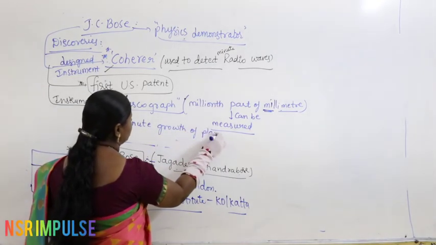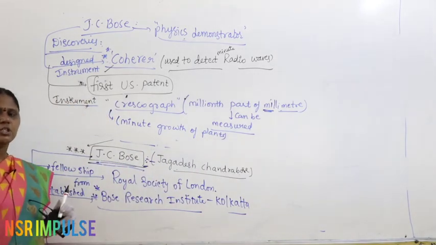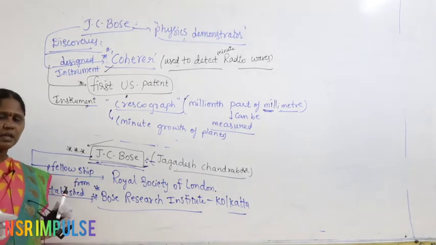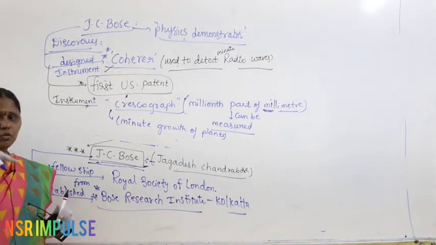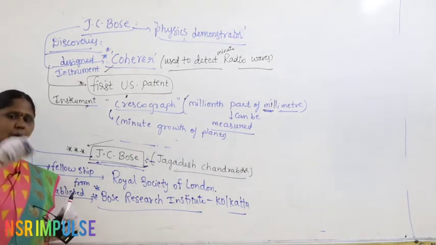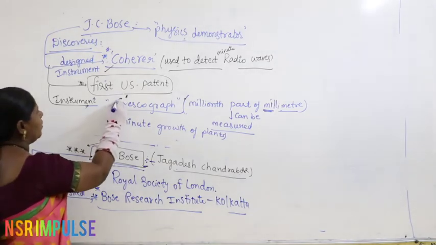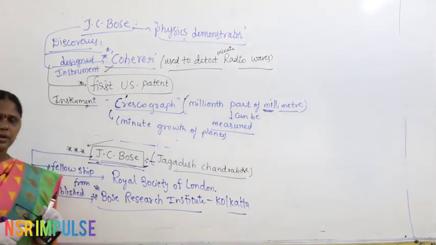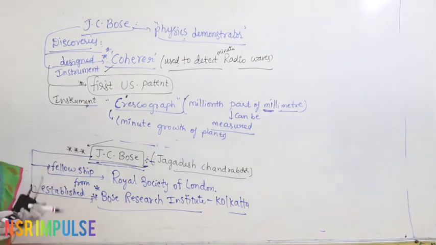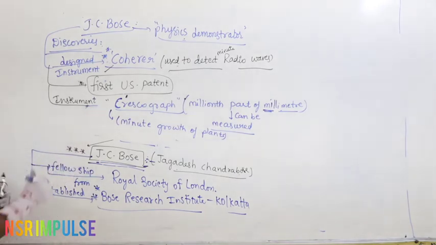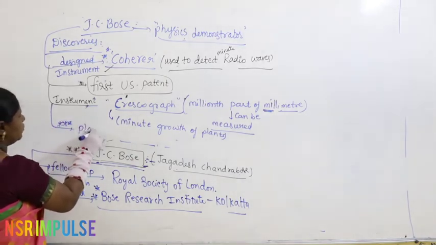Using this you could study very small growth which happens at a tissue level, the growth which happens at a molecular level, where one cell gives rise to two cells in the apical bud, growth occurs, right. That millionth part of a millimeter of growth can be studied with the help of an instrument called crescograph. So, the minute growth of the plant can be analyzed with the help of the crescograph.